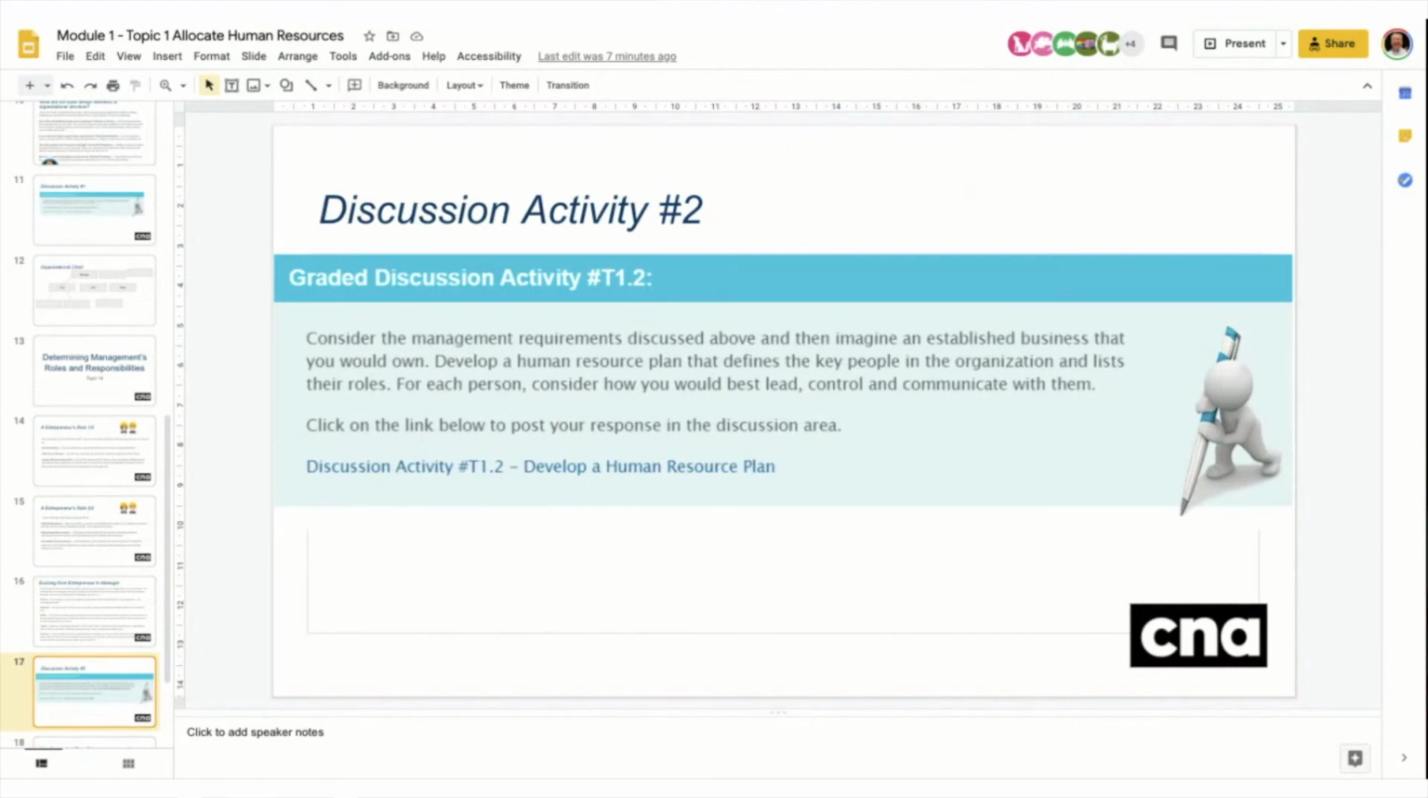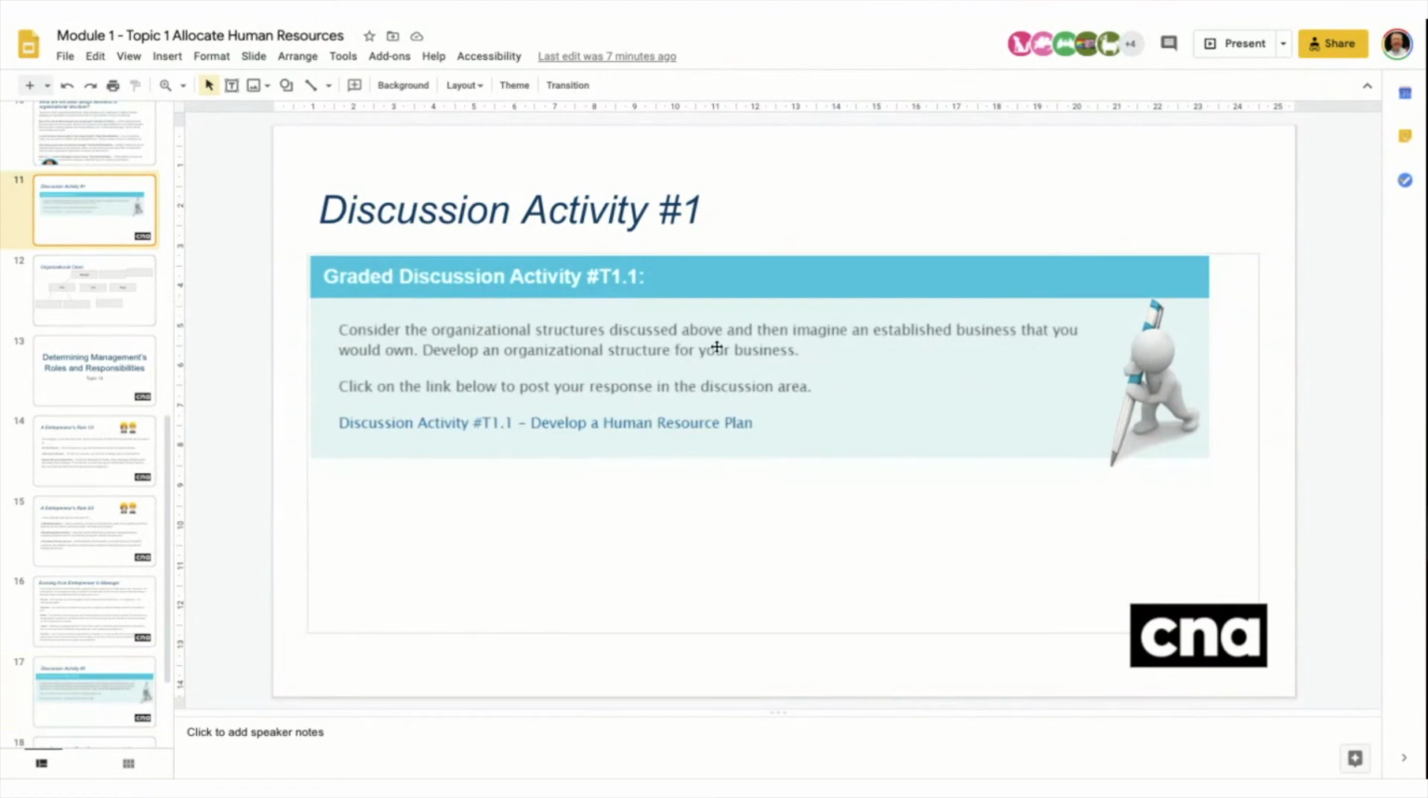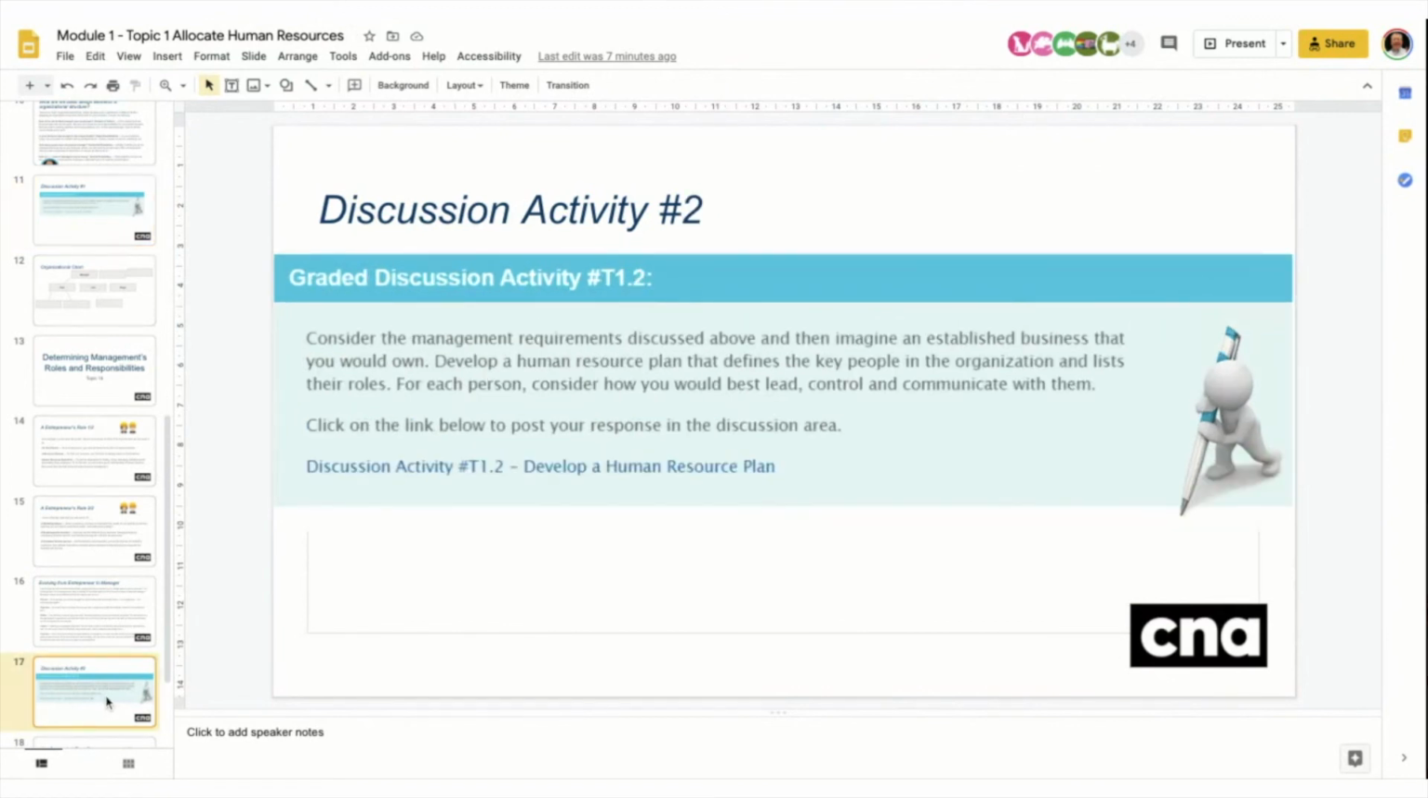So what I'd like you to do as the second discussion activity from that perspective is to consider the management requirements discussed above, and then imagine an established business that you own. Develop a human resource plan that defines the key people in the organization and lists the roles. For each person, consider how you would best lead, control, and communicate with them. So again, you've designed in the first part a structure. Next, I want you to think about what are some of the attributes that those people in those roles need to have in order to do that.